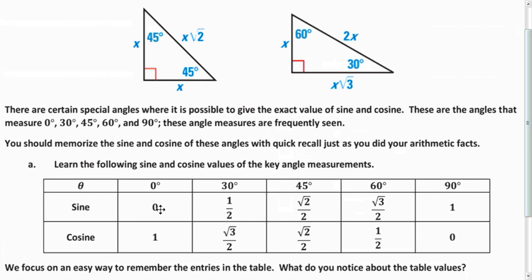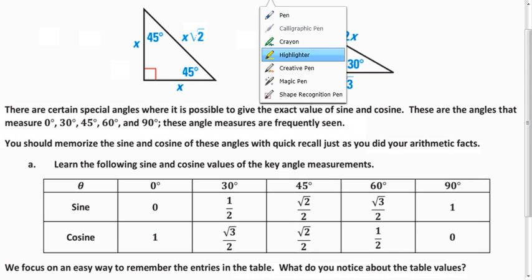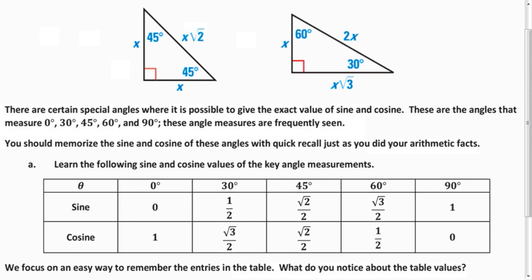And if you're having trouble remembering what goes in the rows, just label the sides. If we're looking at 30 degrees, the sine is opposite x over hypotenuse 2x, which is just 1/2 when you reduce it, and the same for the square root of 3 over 2. So you can fill out the rest of the table based on the triangles.